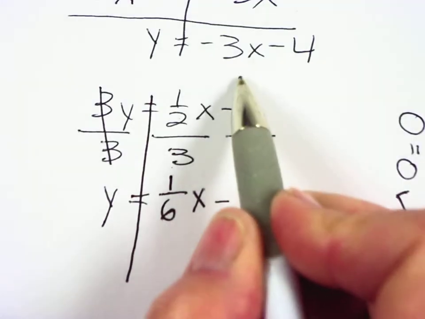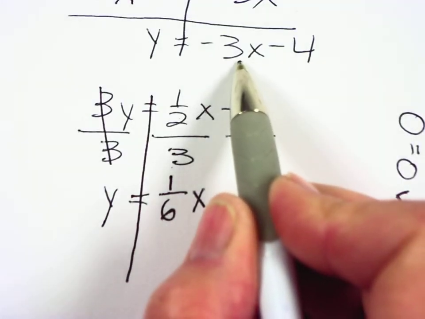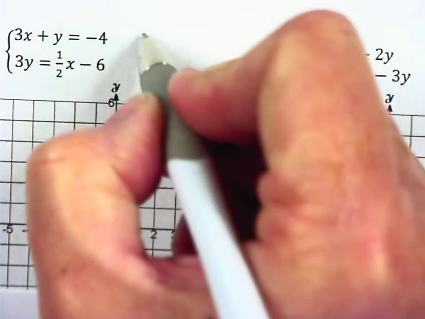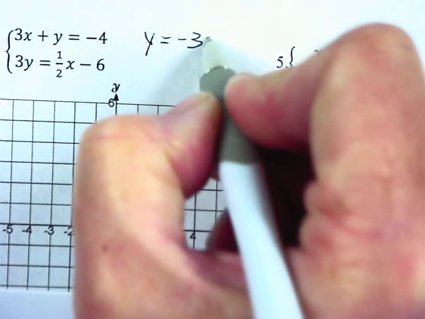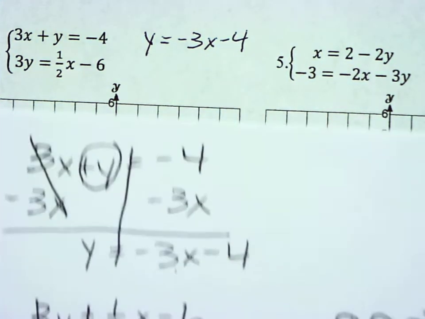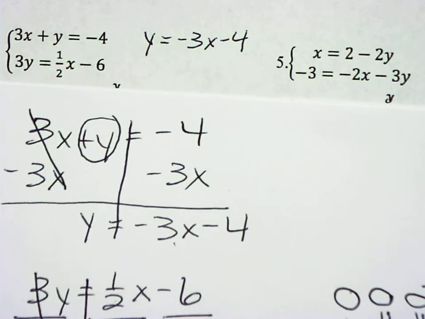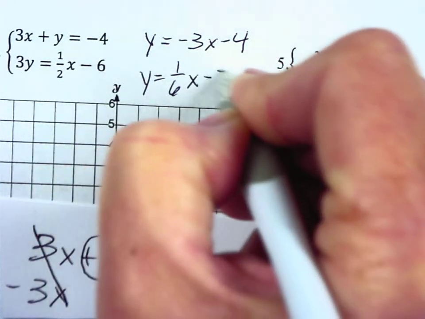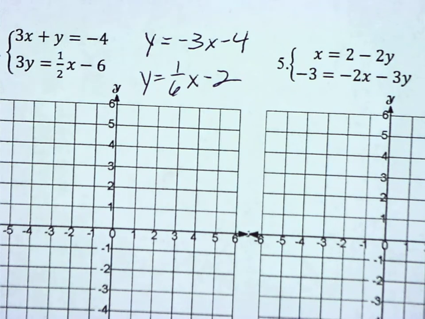So here are our two equations. Y equals -3x minus 4. If I'm going too fast, pause it, back up, look at it again. And y equals 1/6 x minus 2. Now I'm going to graph those.